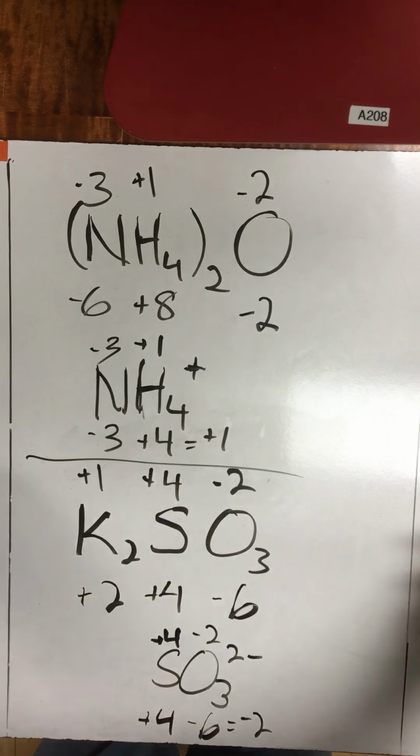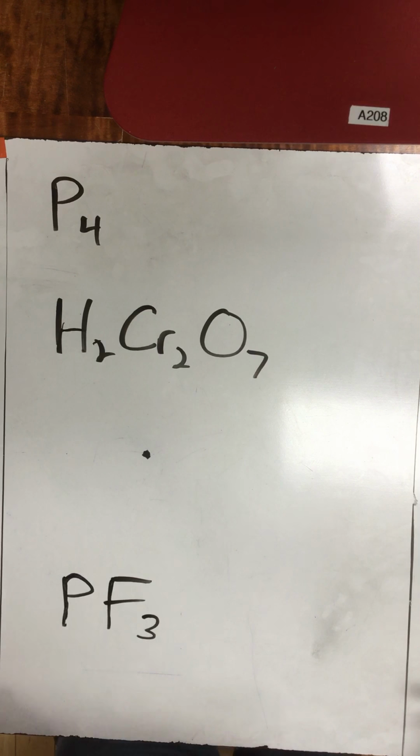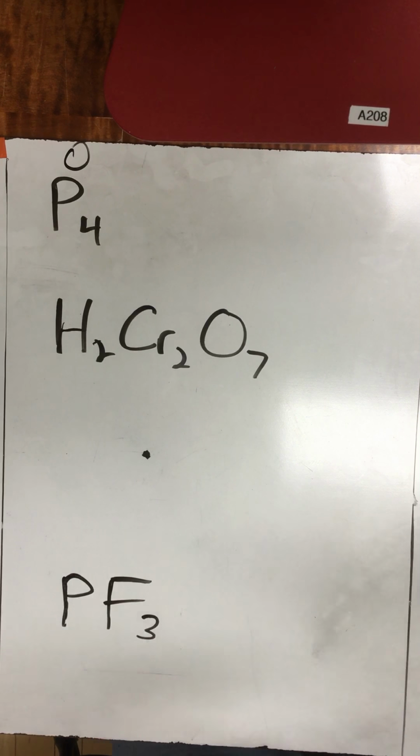All right, so we got one more page of examples. Okay, first one, super easy. It's elemental, so it's a 0. And again, anything bonded to itself has no tendency to gain or lose electrons.